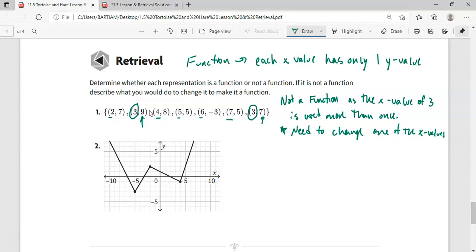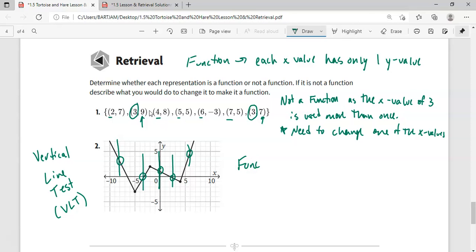In terms of question number 2, you have a graph, and one test that we can use is what we call the vertical line test, or the VLT. If I run vertical lines through any portion of my graph, you can see that it is hitting each part of the graph in only one spot. That means each x coordinate is used only once. So the graph in question 2 is a function, as it passes the vertical line test.